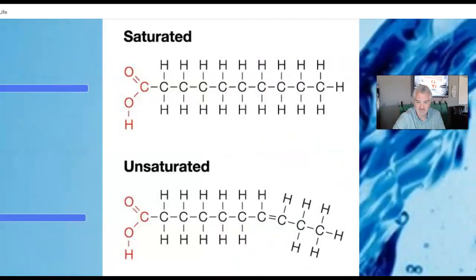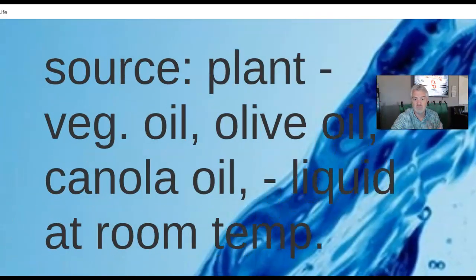Now, unsaturated fats are going to be liquid at room temperature, and the source of these are plants. You think about vegetable oil, olive oil, canola oil, avocado oil, peanut oil. Those are different things that are going to be liquid at room temperature. Not as bad for you as the saturated fats.